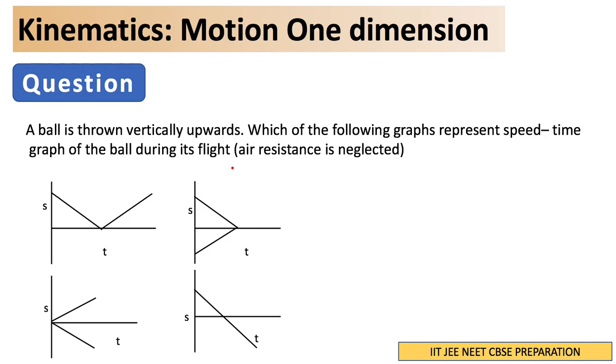Hello friends, in this video let us take a look at this question. So let us read the question. It says that a ball is thrown vertically upwards. Which of the following graphs represents the speed-time graph of the ball during its flight? Air resistance is neglected.